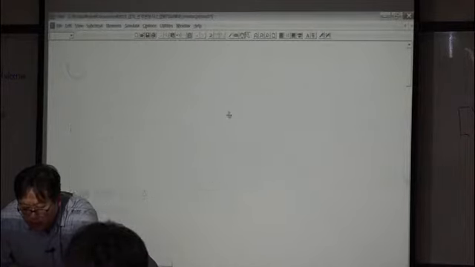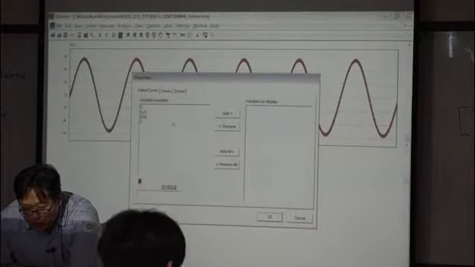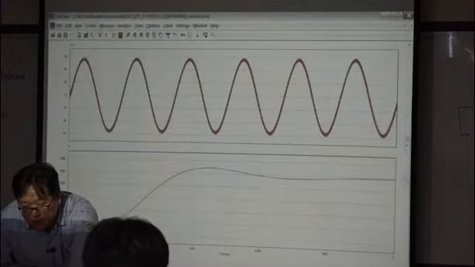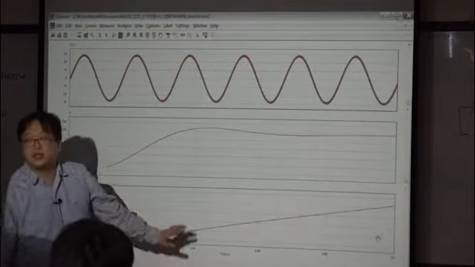Then simulate again, and your output power is like this, and your energy is what? Like this.